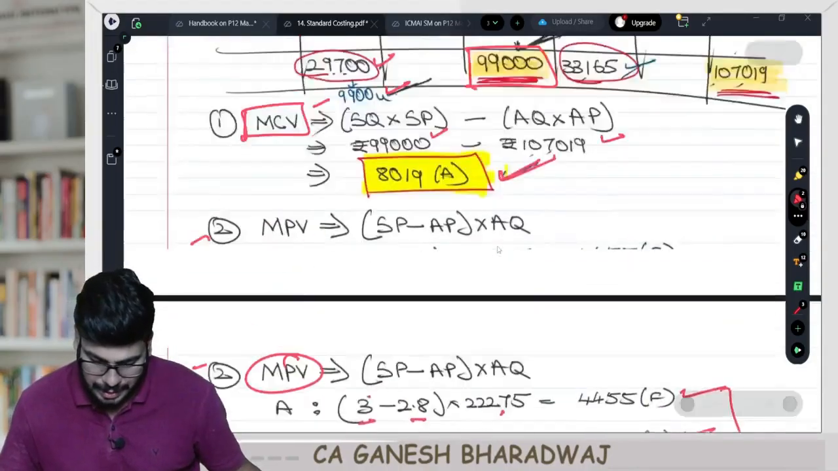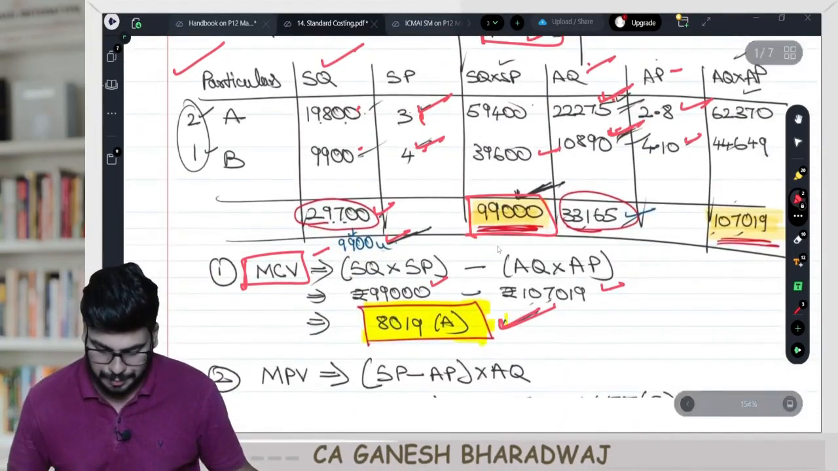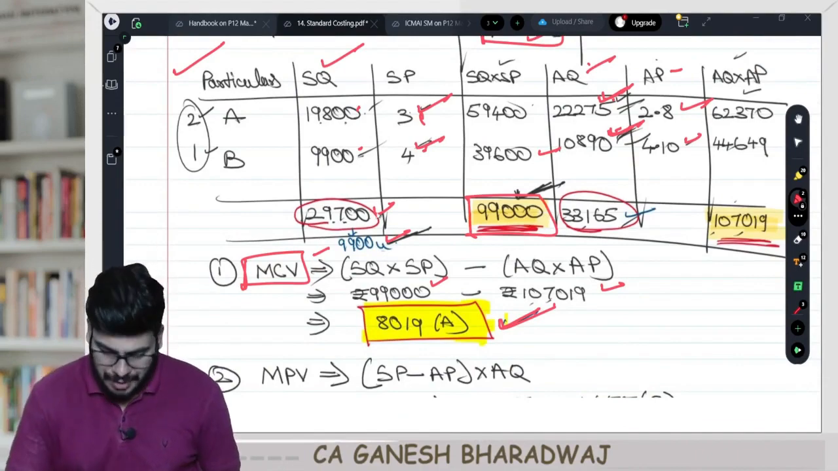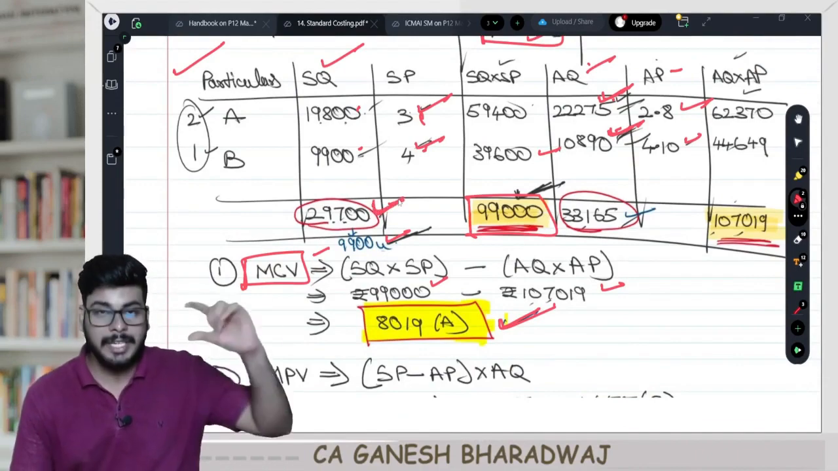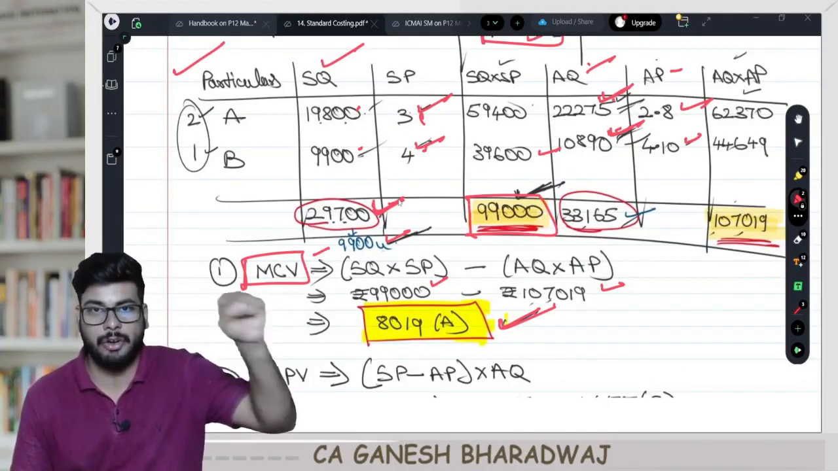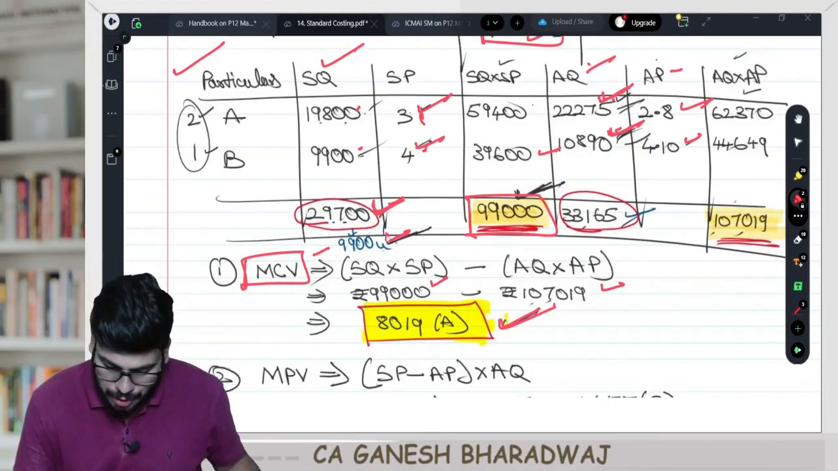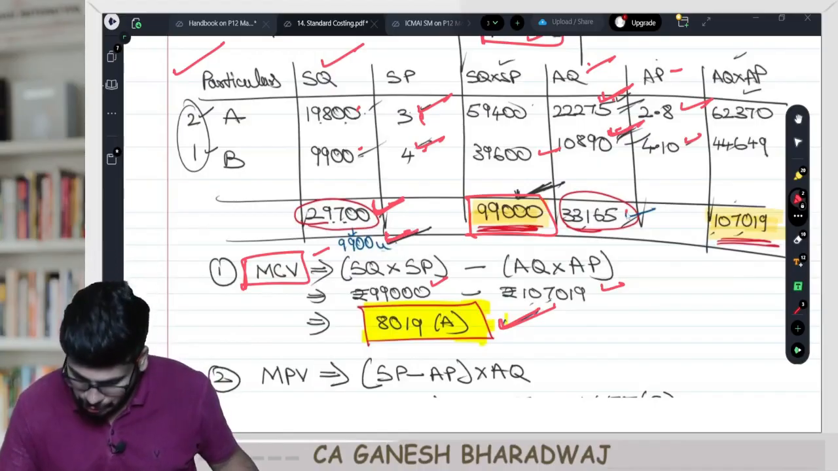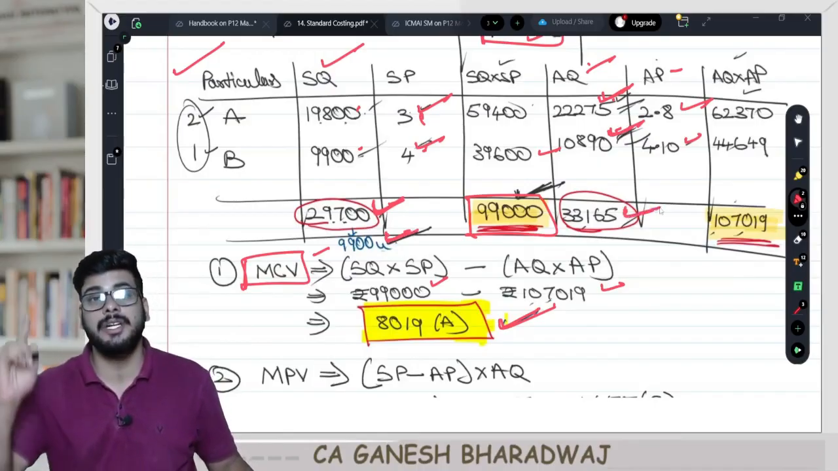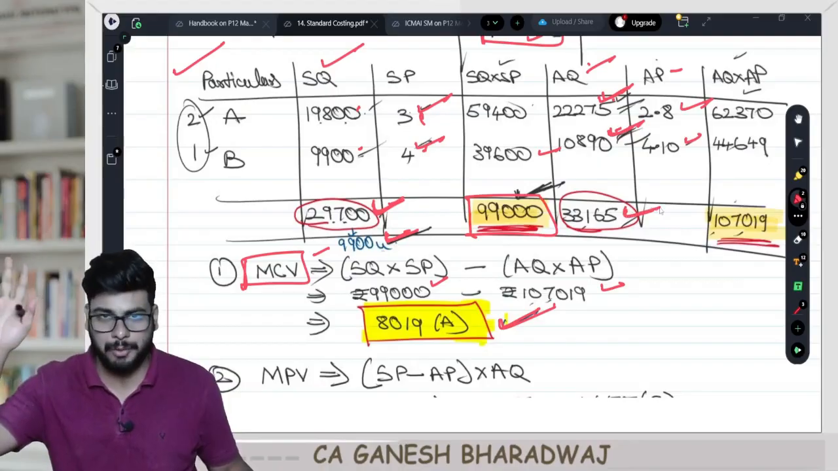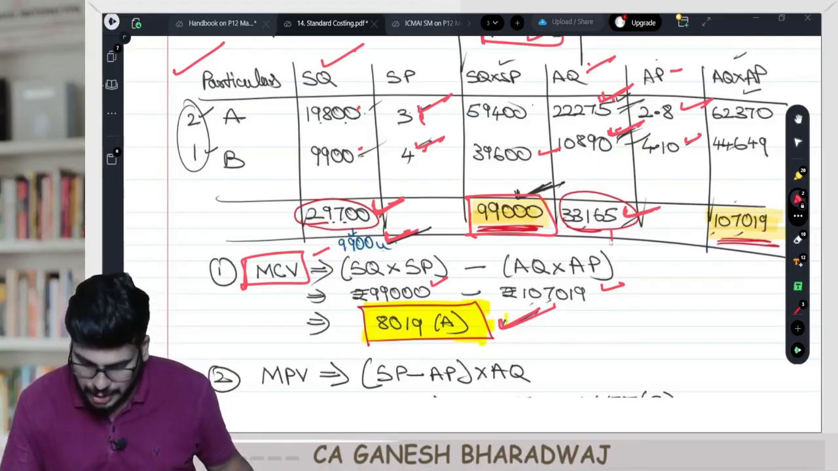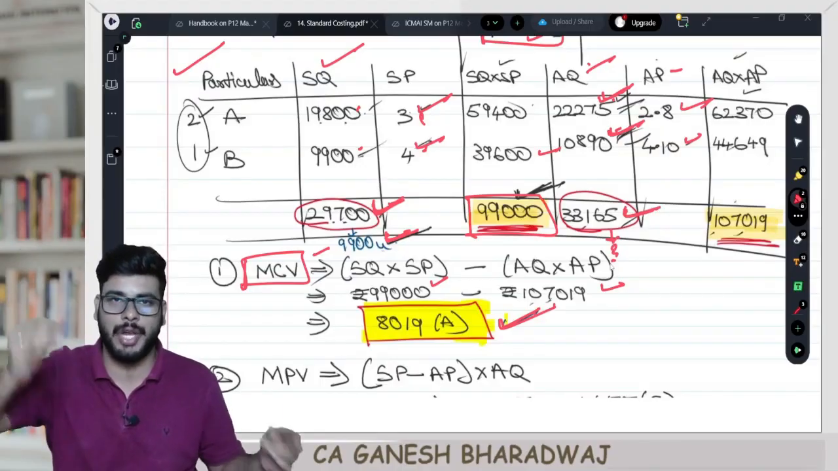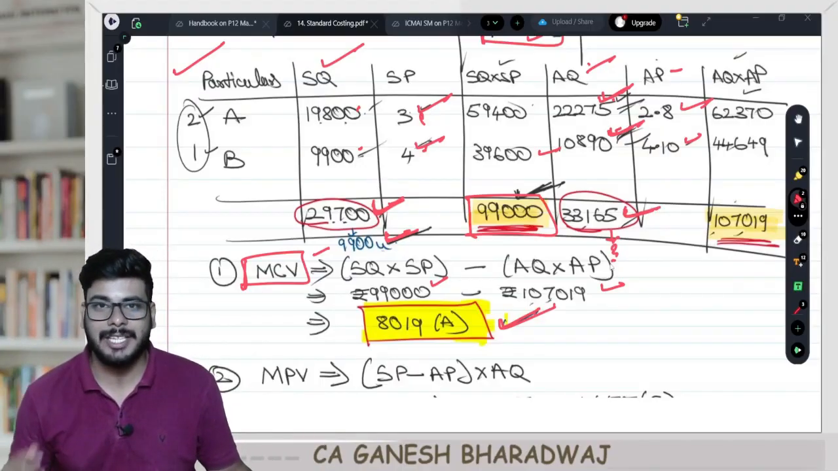Now basically guys, look, how do you calculate the standard output? If I input a total of 29,700 kgs of raw material, I should get an output of 9,900, correct? But I have actually inputted how many kgs of raw material? 33,165, A plus B put together. For the actual kgs of raw material, what should have been the yield or output you should have got? This calculation is called standard yield.